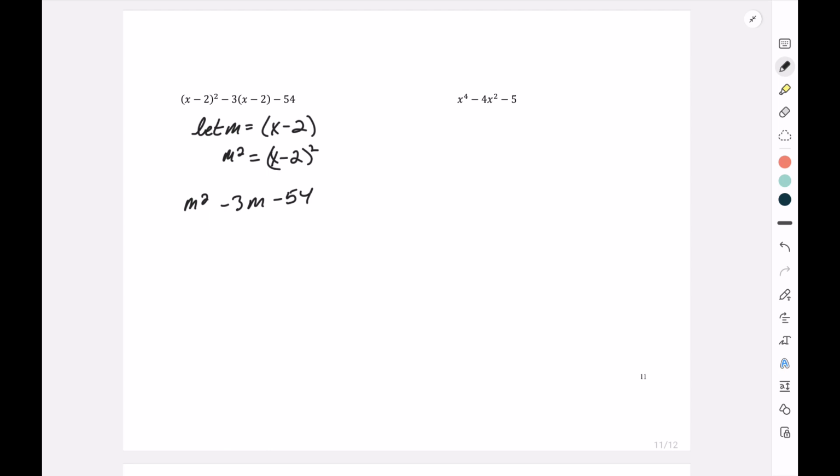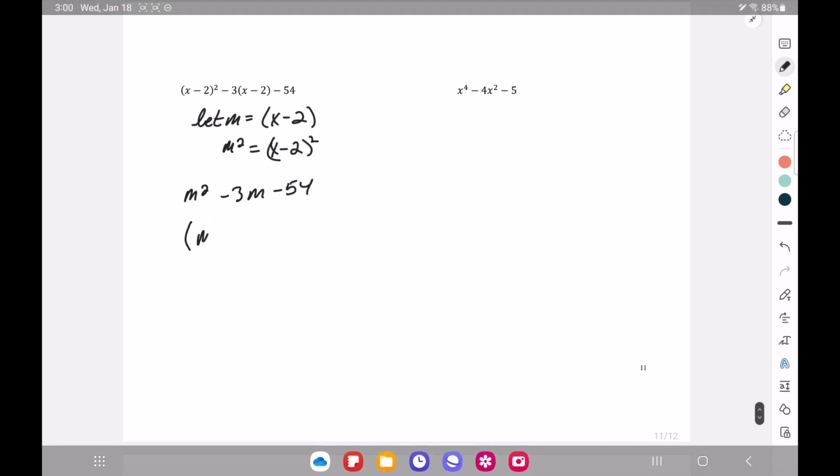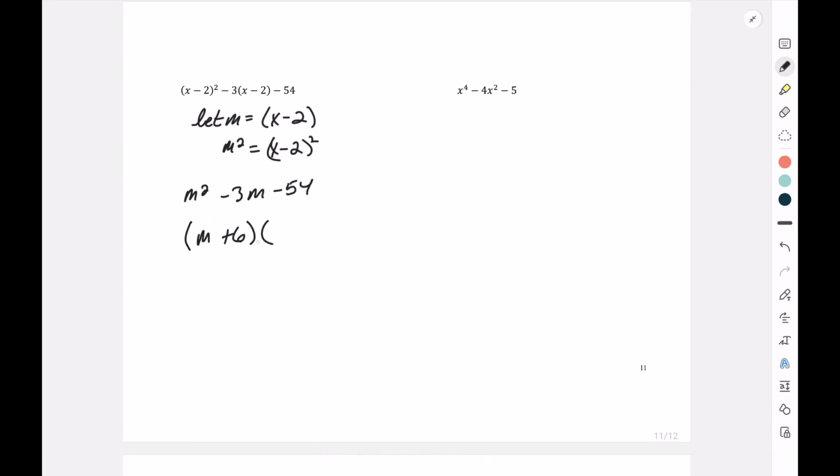So we have an x squared plus bx plus c form. And so since we can see that our factored form would be a positive 6 and a negative 9, we would just have m plus 6, m minus 9. Putting our values back in for m, we would just have an x minus 2 plus 6 and an x minus 2 minus 9. If we add and subtract, we can see that our answer would be x plus 4, x minus 11.